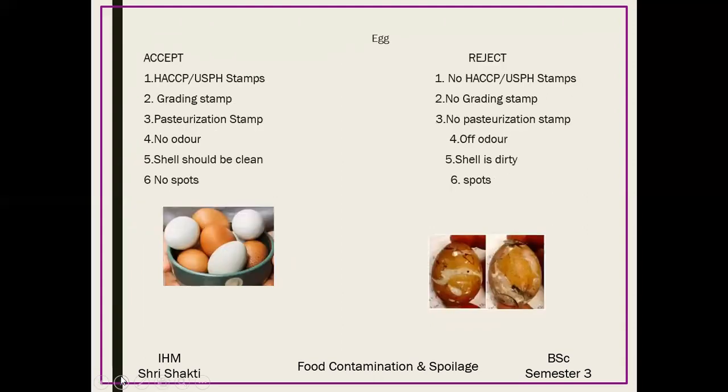Eggs: HACCP or USPH stamp, grading stamp, and there should be a pasteurization stamp, which is mandatory for eggs as well as dairy products. No odor, no spots, and the shell should be clean and intact. As you can see in the picture, accepted. But if you find no HACCP or USPH stamp, no grading stamp, no pasteurization stamp, off odor, a dirty shell, a broken shell, or spots, immediately rejected.